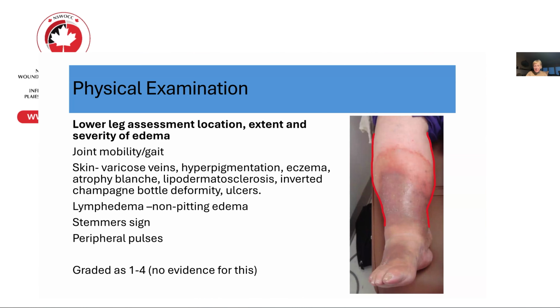But remember with the pulses, try to practice those. You can grade them, but there's really no evidence for this. I think it's reasonable to say they're present or they're absent. If they're really hard to feel, I think you should be worried. And you should always feel a posterior tibial pulse. Next slide.